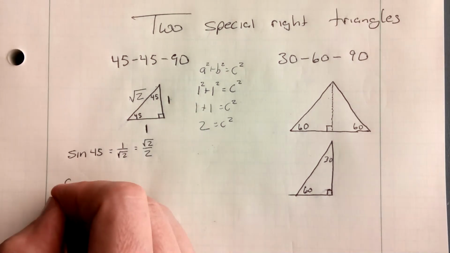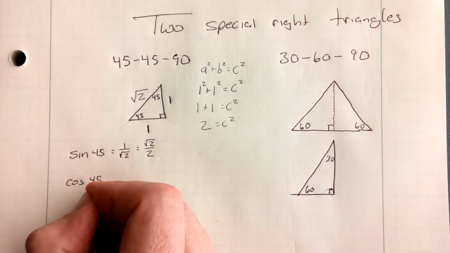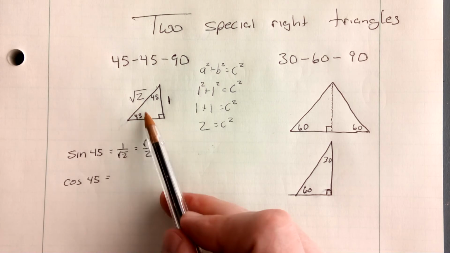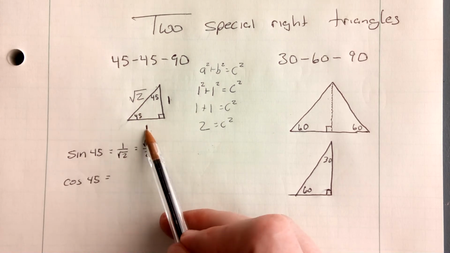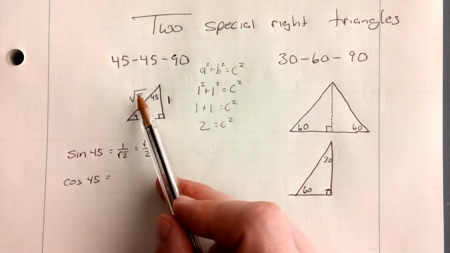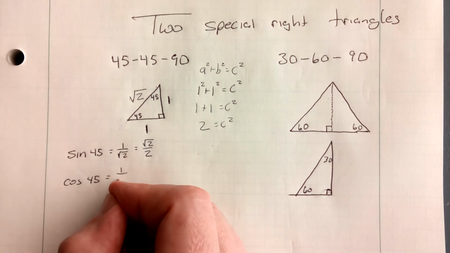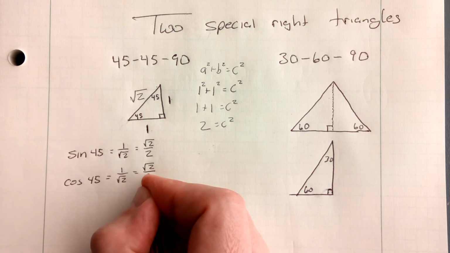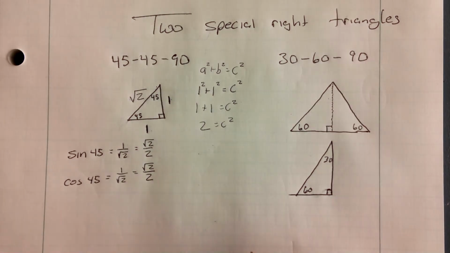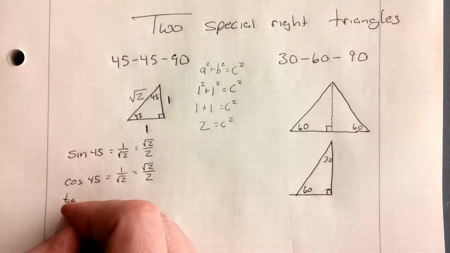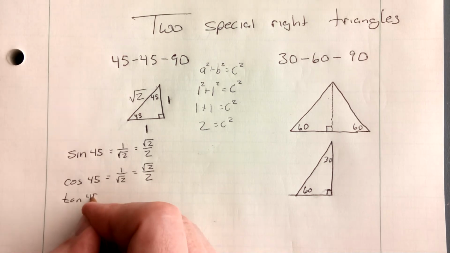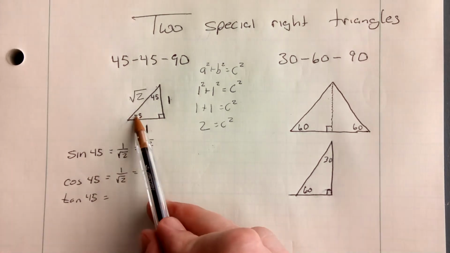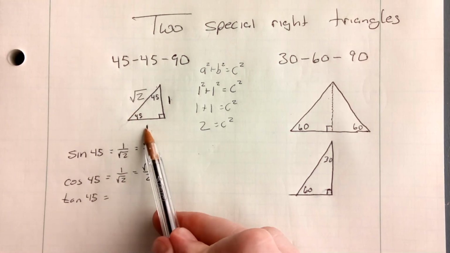The cosine of 45 degrees, by all means, is exactly the same thing because it's adjacent, which has a length of 1, still over this. So it's still 1 over the square root of 2. But again, I rationalize the denominator and I get the square root of 2 over 2. The tangent of a 45-degree angle is a really nice measure because it's opposite over adjacent. Opposite over adjacent, it's just 1.